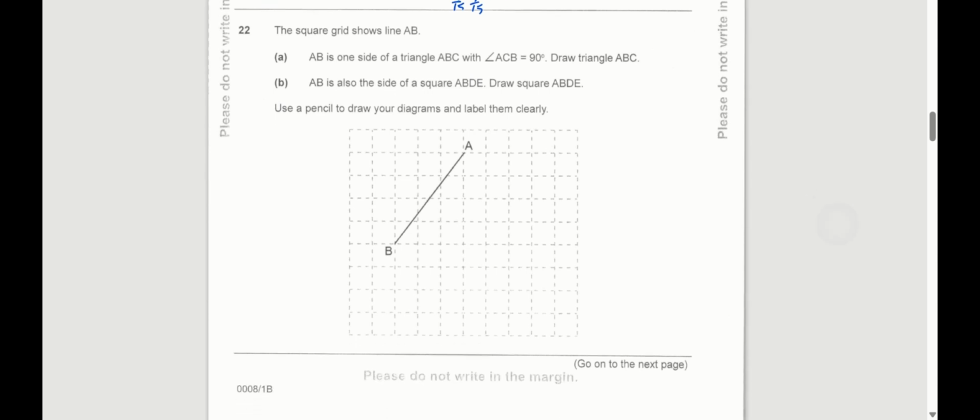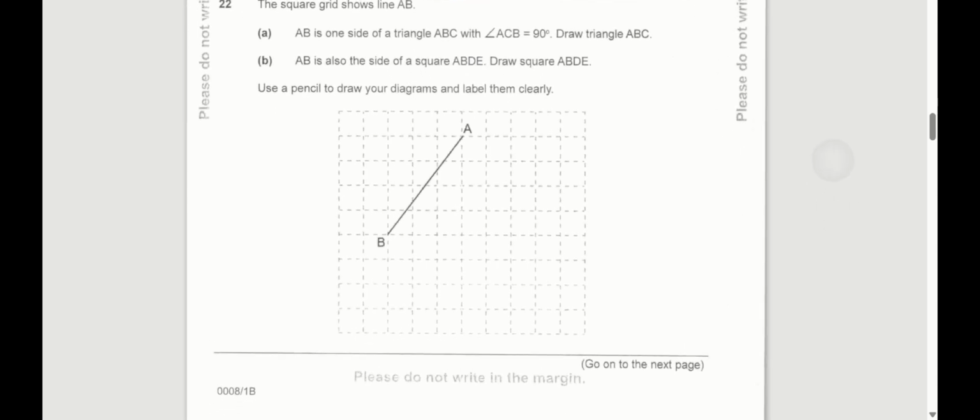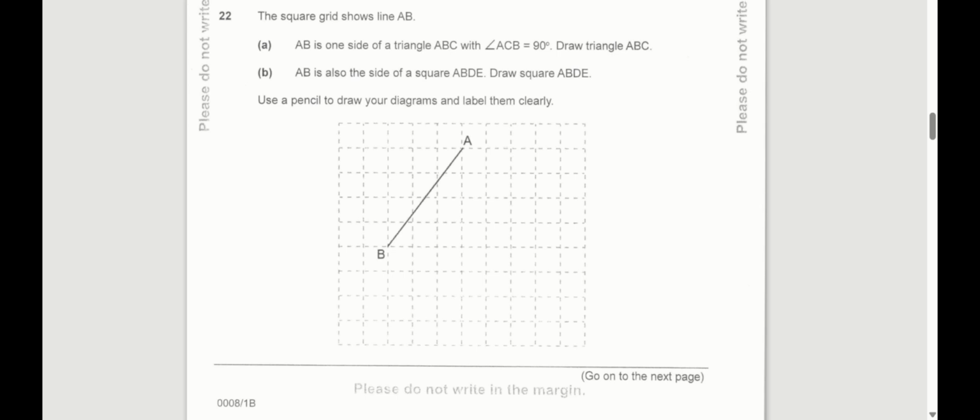Question 22. The square grid shows line AB. So this is a drawing question. I do not have the tools here to draw them, but I can give you a rough idea how it looks like. AB is one side of a triangle ABC. Please draw with a pencil and ruler.